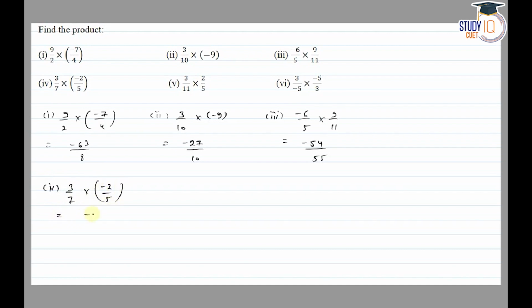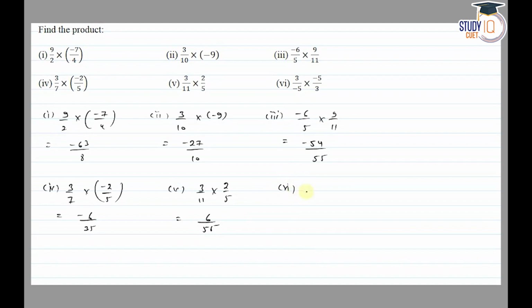So 3 2s are 6 and 7 5s are 35 and minus sign as it is. Fifth is 3 by 11 into 2 by 5. So 3 2s are 6 and 11 5s are 55.